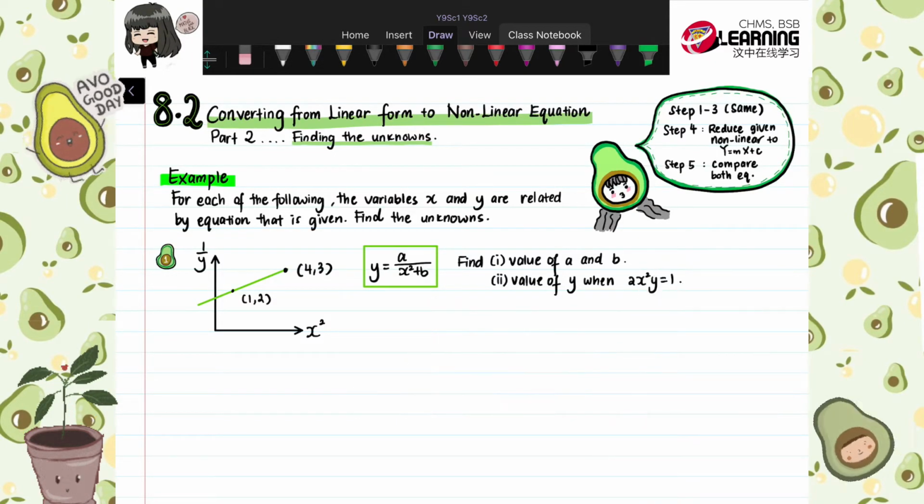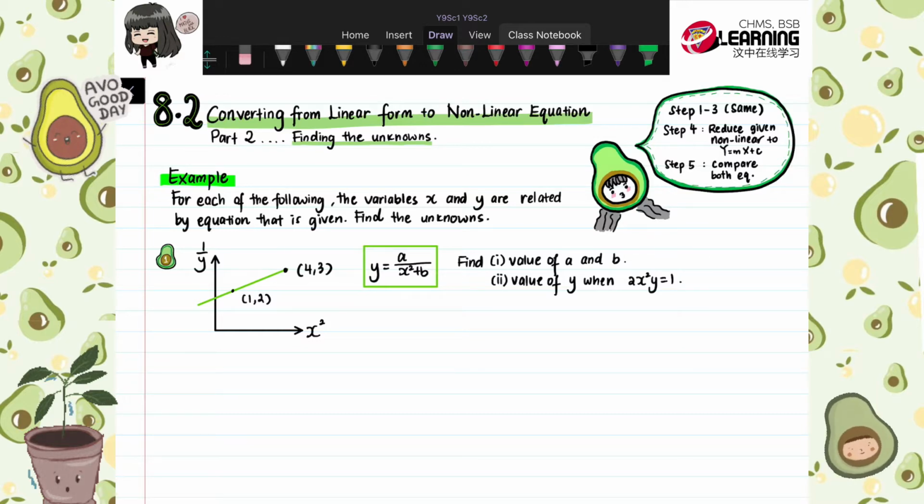So today we'll continue with our chapter 8.2, which is converting from linear form to non-linear equation, but the second part, which I add on, finding the unknowns. It's related to your previous 8.1 and also 8.2 part 1. Before that, let's check our previous homework first.